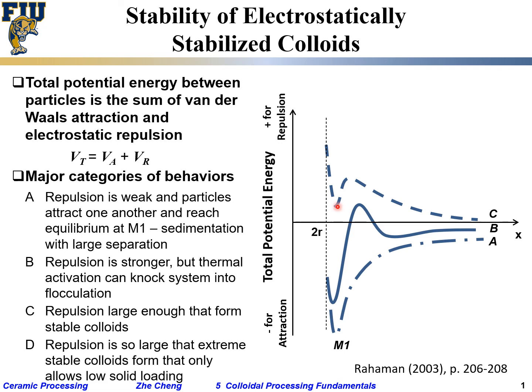And finally, we would have the system that is the extreme case. There's really strong repulsion from each other, which is rare, and it happens when the repulsion is so large that it only allows very low solid loading. Very low solid loading. Really, they want to repel each other. You cannot put in a high solid loading and keep them stable. Okay.